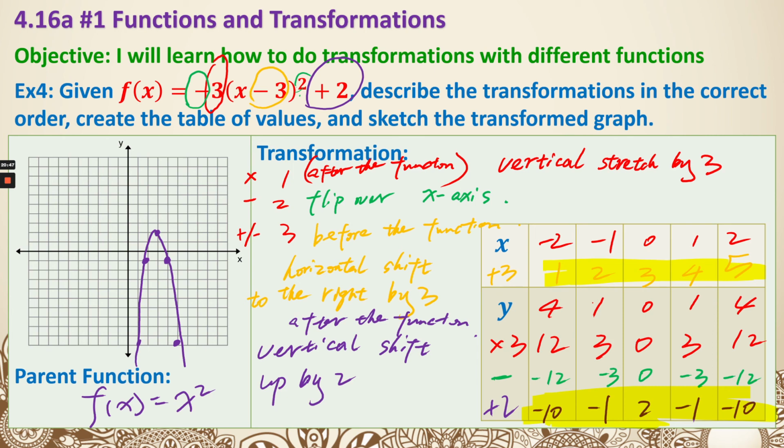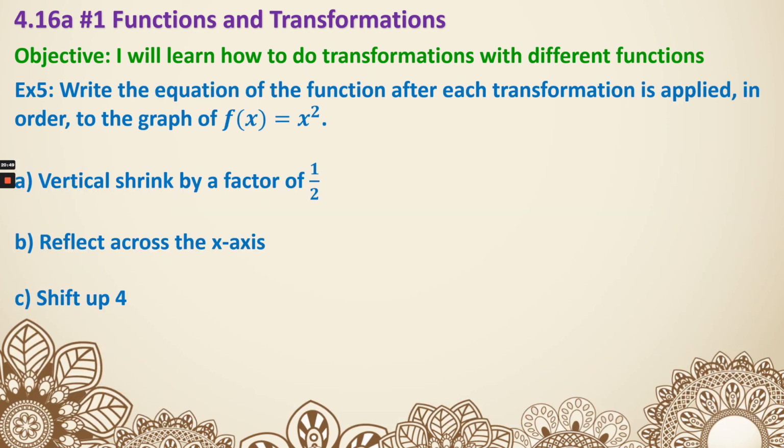Okay, hopefully with these examples you are kind of following along, you are understanding the process. Now the last two examples, we are going to do things slightly backwards. For this one, write the equation of the function after each transformation is applied in order to the graph. So first, vertical shrink, that means it's going to be outside the f of x. So my new f of x is a vertical shrink by 1/2, so 1/2 in the front, then x squared, because it's after we calculate the square.